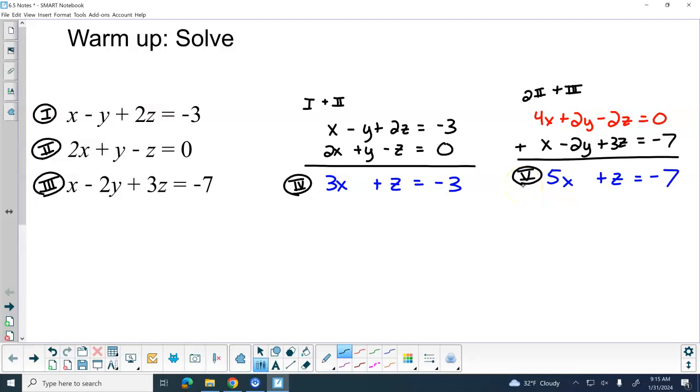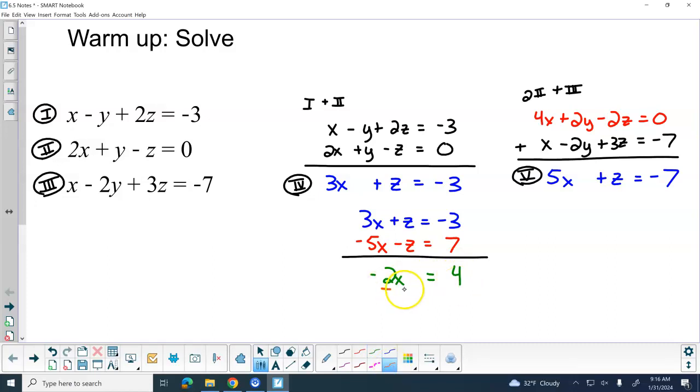So let's go 3x plus z equals negative 3. And we'll go with negative 5x minus z equals 7. That's going to give us negative 2x equals 4. Divide both sides by negative 2. And that gives me x equals negative 2.